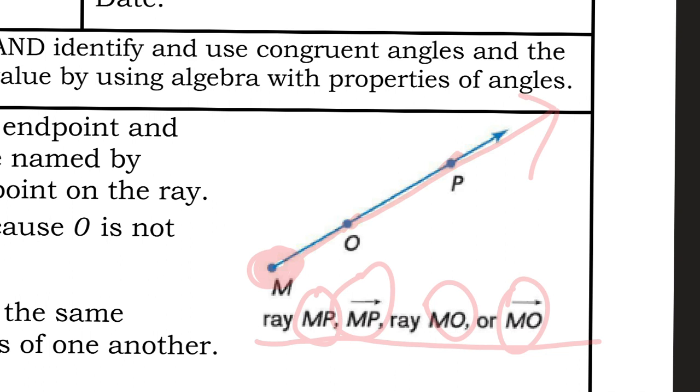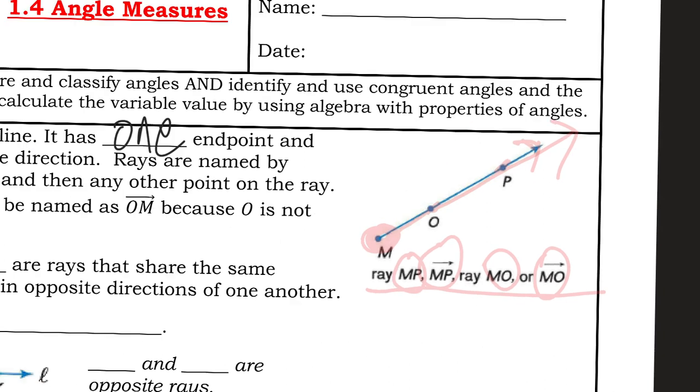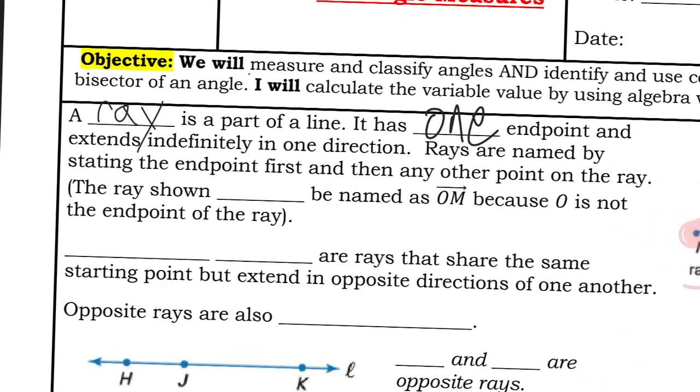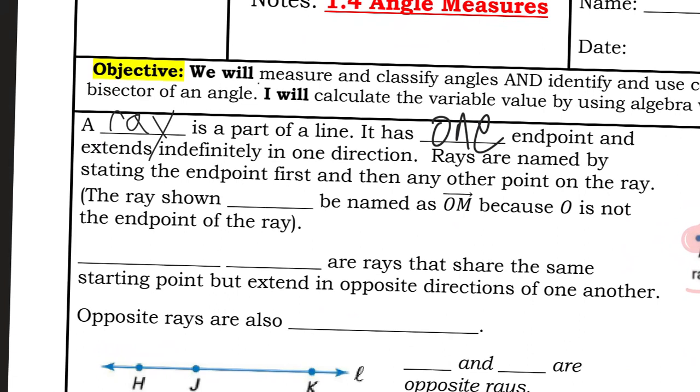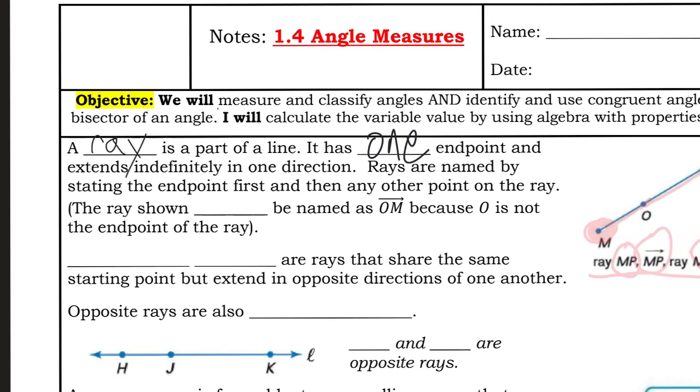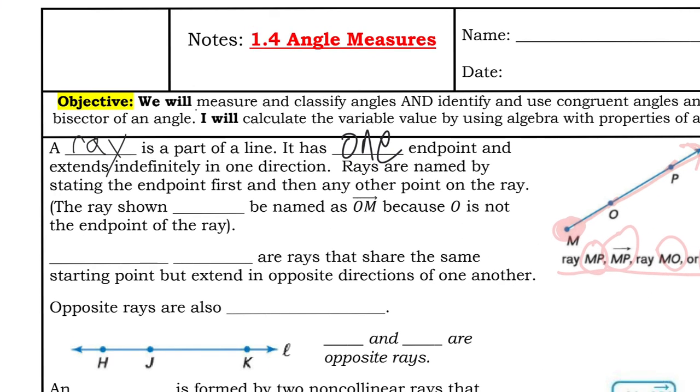Okay, you know it's going indefinitely if it's got the little arrow. If it doesn't have this little arrow, then it might stop and it might not be a ray. It might just be a line or a line segment. Okay, so I pretty much said this. Rays are named by stating the endpoint first and then any other point on the ray. The ray shown cannot be named OM because O is not the endpoint of the ray. So I'm just going to write the word cannot right there.